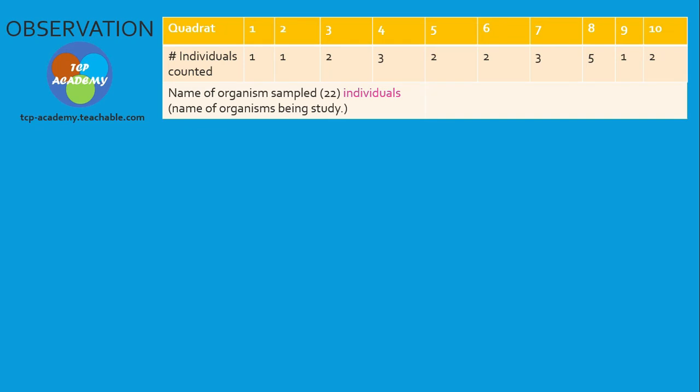Now here we have our table for the data that we were collecting, and you would have observed here that all the cells are populated. So name of organism sampled, the individual, which organism was sampled. You want to have the name of the organism being studied. You want to ensure that you write it down.